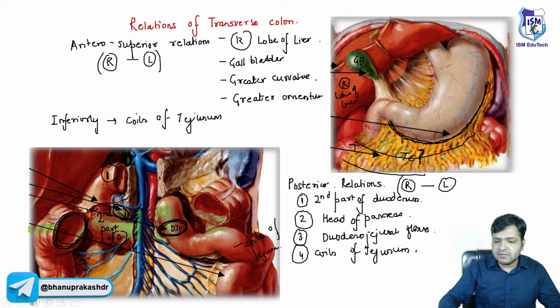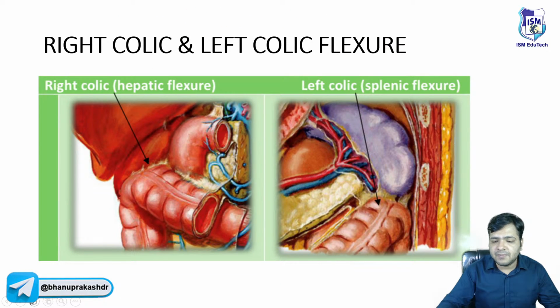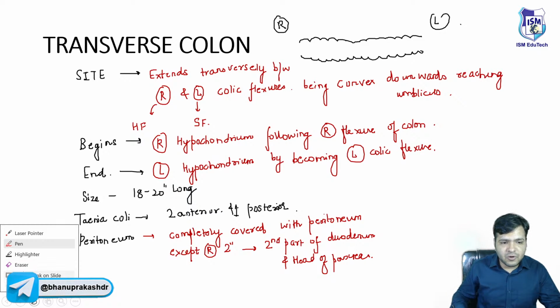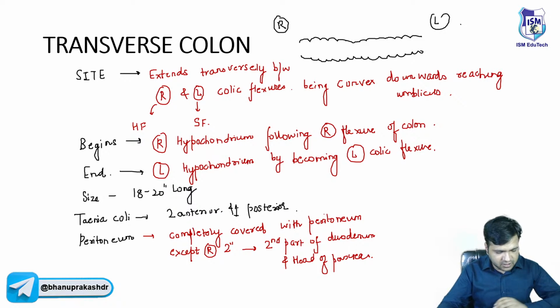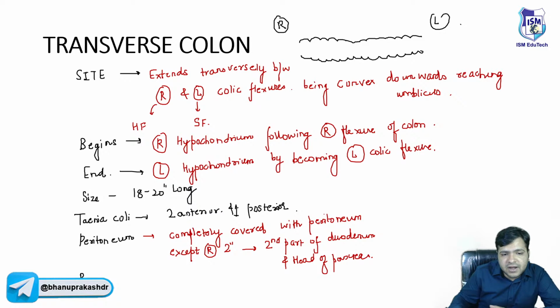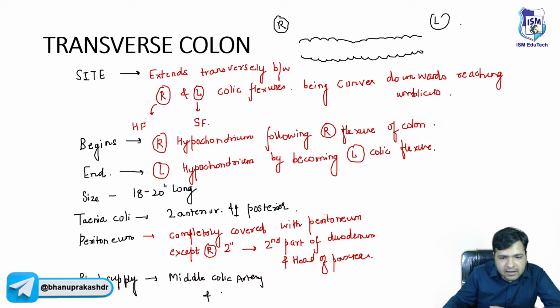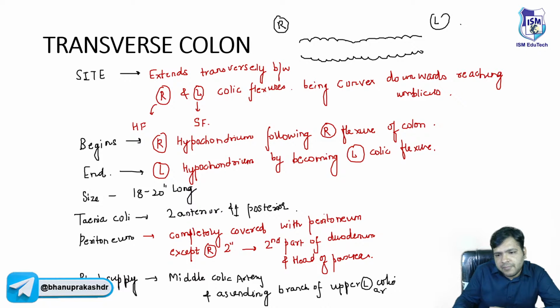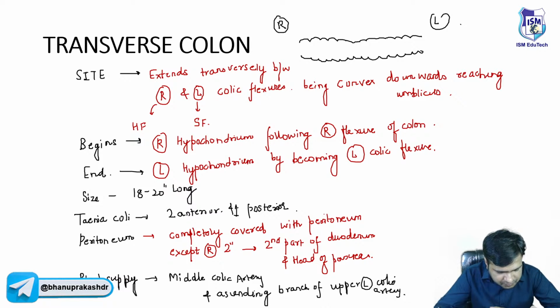And the relations of the transverse colon, again I have to discuss one important point over here, that is the blood supply. So I will mention this point over here. Yes, Dr. Triple A, very good beta. So remember, if we talk about the blood supply, I don't even have to tell you, it is the middle colic artery, and the ascending branch of the left colic artery.